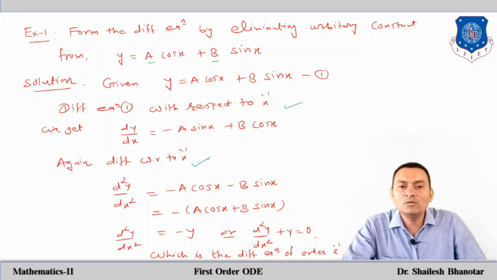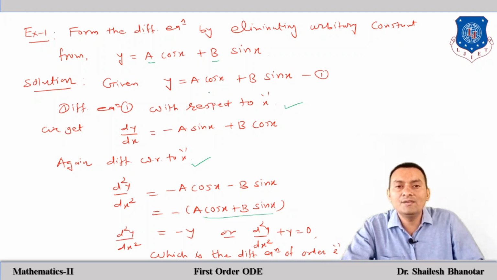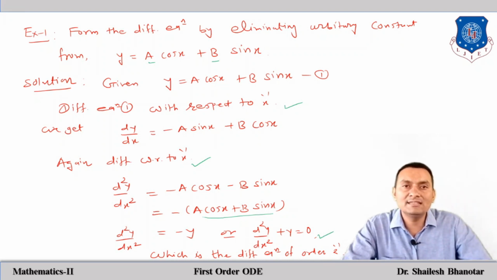So we must have order 2, and therefore first we differentiate with respect to x and we get this one, and again we differentiate with respect to x, so I will get this one. But I can take minus common, so we will have a cos x plus b sin x. But this is the given function y, so we can say d square y by dx square is equal to minus y, and this can be written like this. This is the required differential equation.